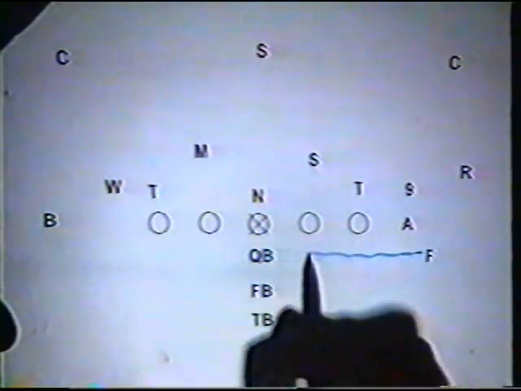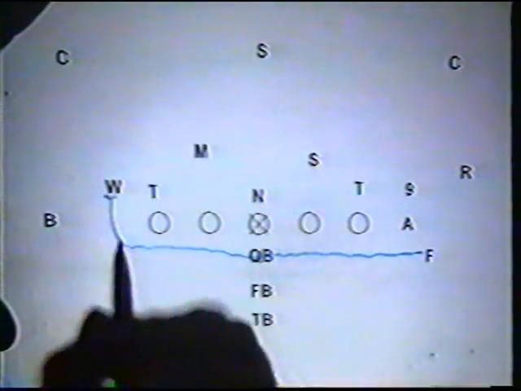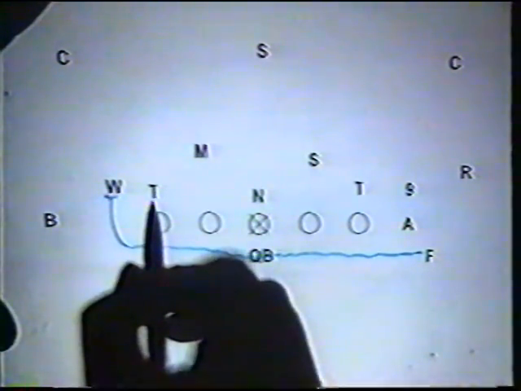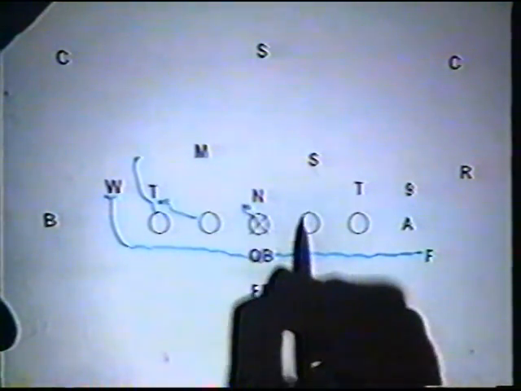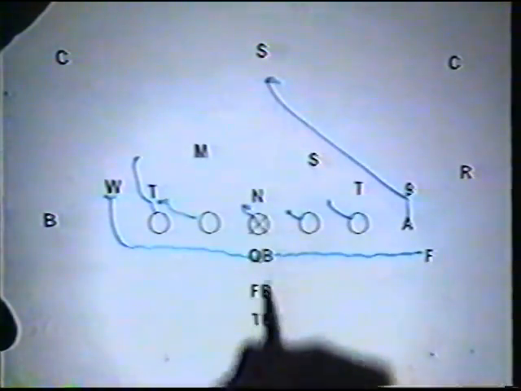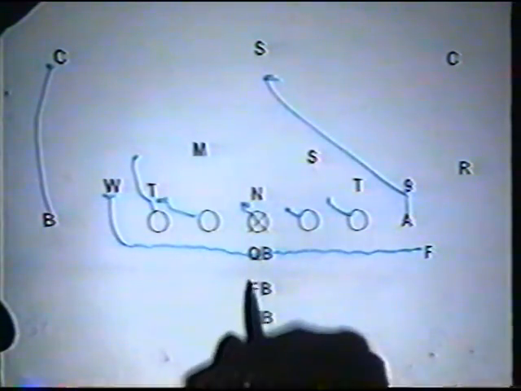Okay, the slide play with flanker back motion. We've got flanker back motion right here. He's going to block the 9 technique. We're going to slip block with the guard and the tackle. We're going to zone. We're going to slam release. We're going to block the corner with the split end.